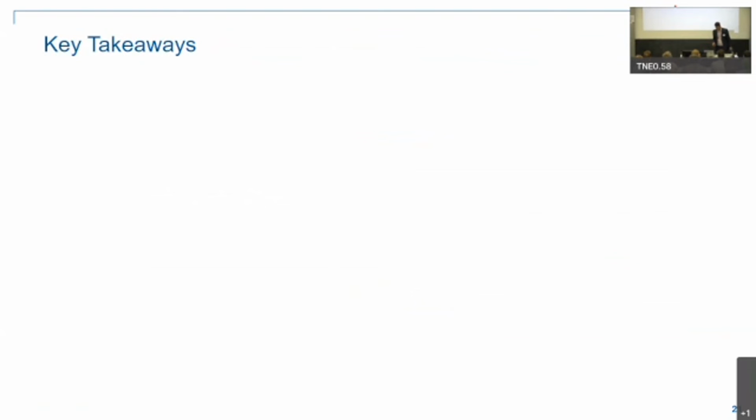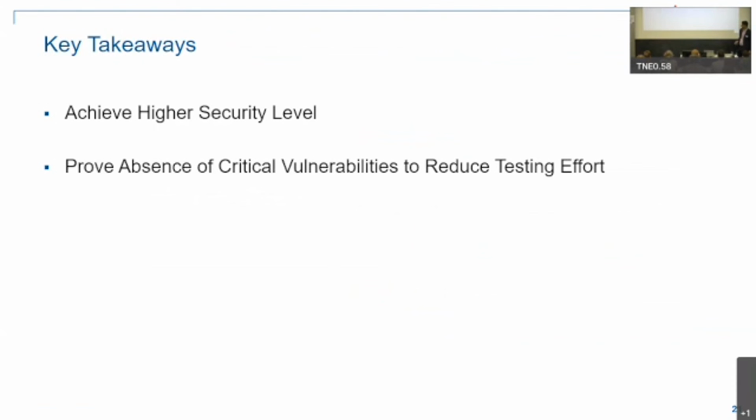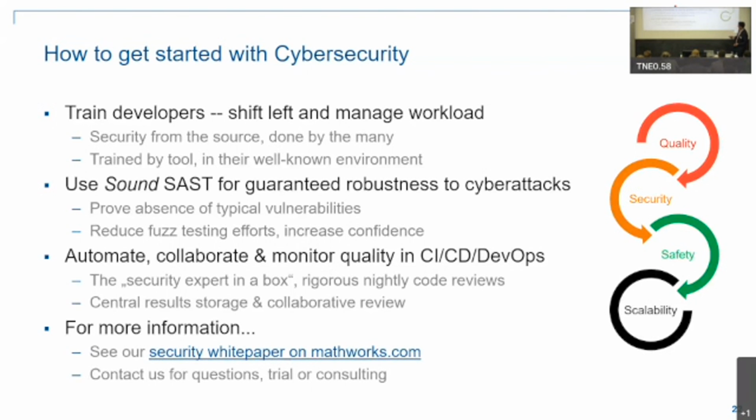And here are the key takeaways for my presentation. First, the goal is to achieve a higher security level by shifting all the testing phases to the left-hand side of the V-cycle. Then the goal is to prove the absence of errors within the code by doing static code analysis. And finally, we have to work in a team so that the workload is shared. And also we have to automate all this verification process so that every time someone commits a new revision of the source code, everything is correct. And that's a summary slide about cybersecurity, how to do it. This is what I presented to you today.